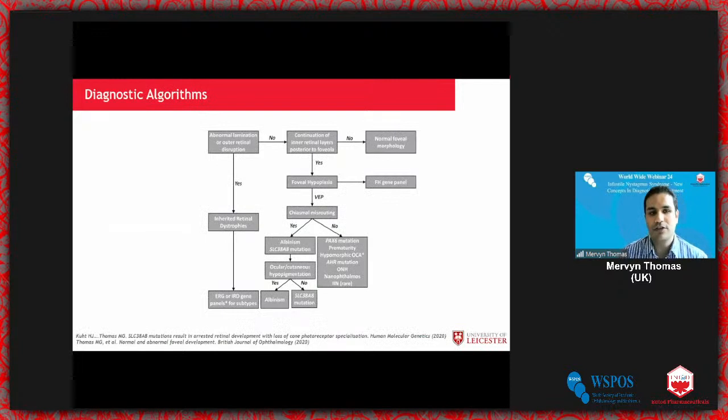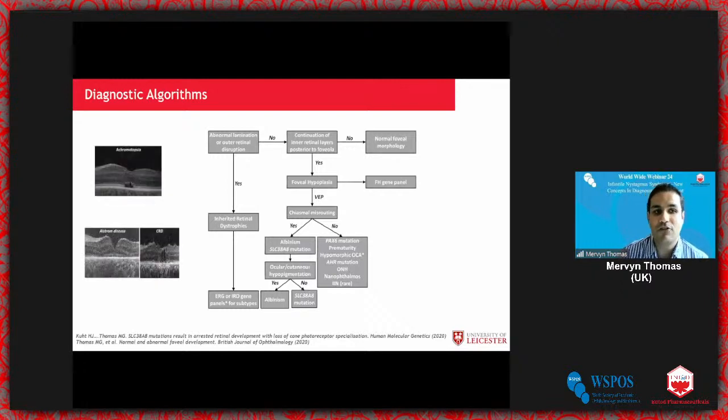So now putting a structure to this, essentially, if you imagine you're looking at an OCT scan, the first thing you want to assess is there abnormal lamination or outer retinal disruption? If that's the case, you might be considering an inherited retinal disease, such as achromatopsia and Alström's or cone rod dystrophy. And there's a number of other conditions, but this in turn might help you decide what type of gene panel you might subsequently do testing on, or whether you want to do electrodiagnostic testing.